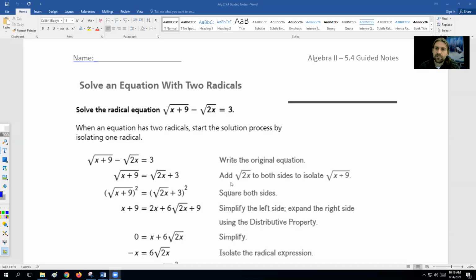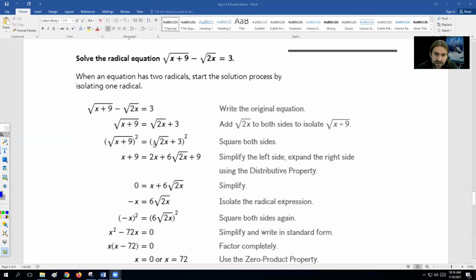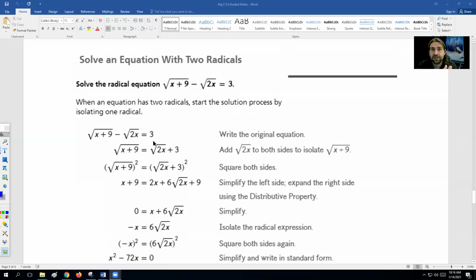Hey guys, Mr. Riss here to help you out with the second part of the 5.4 notes in Algebra 2. So what we're going to be doing today is solving equations that have two radicals. So here's an expression example, and I'll solve out for you what we need to do. And I'm just trying to explain what we're going to do, and then we'll do one together.